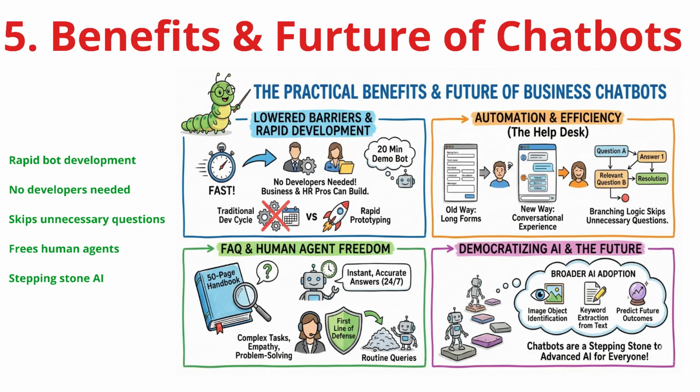In a help desk scenario, we move from the old way of frustrating long forms to a new conversational experience where clever branching logic skips unnecessary questions to speed up resolution. Thirdly, bots handle FAQs, providing instant, accurate answers 24/7 instead of digging through a 50-page handbook. They act as a first line of defense for routine queries, freeing human agents for complex tasks requiring empathy. Ultimately, this is about democratizing AI. Chatbots are the stepping stone to broader AI adoption for everyone, leading to advanced capabilities like predicting future outcomes.